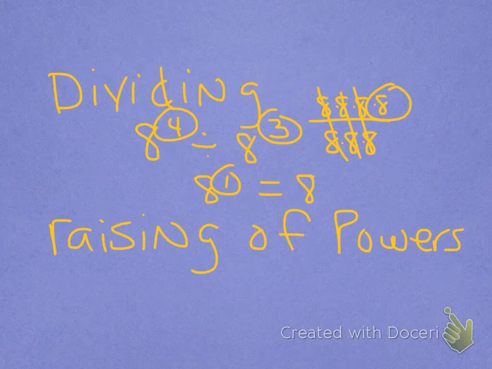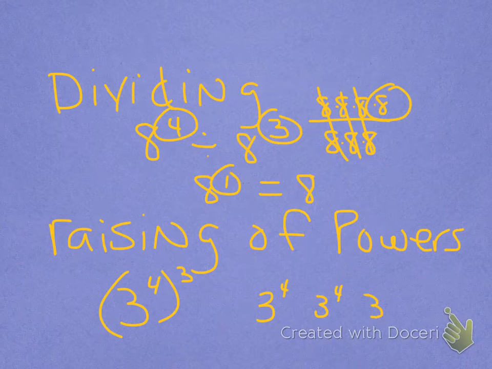Very good. So if I'm raising to the power, so if I had like 3 to the 4th power, all to the 3rd power, this means I have 3 of those, okay? So I have 3 to the 4th, and 3 to the 4th, and 3 to the 4th. You with me so far? This means I have 4 3s. 1, 2, 3, 4. And this means I have 1, 2, 3, 4.